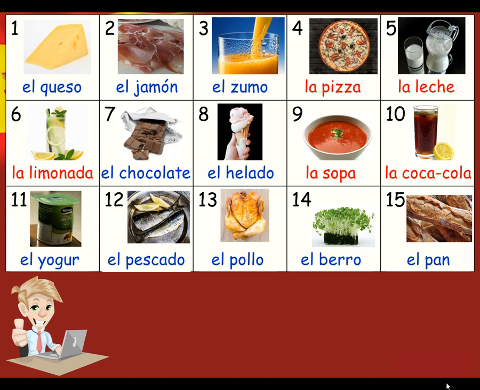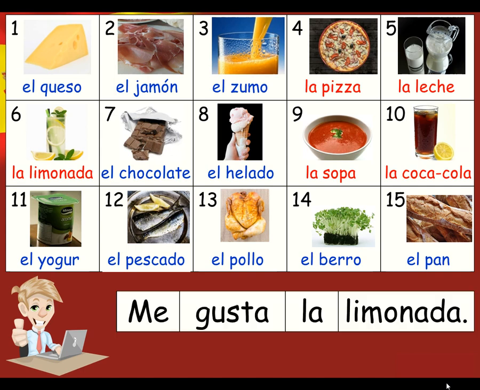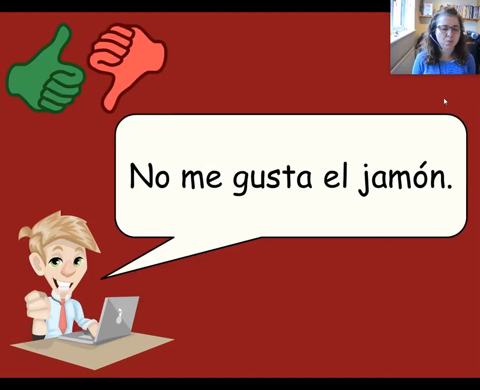And what about I like lemonade? I like lemonade. What would that sentence be? What are the four words that we would need? Have you worked it out? Me gusta la limonada. Well done.